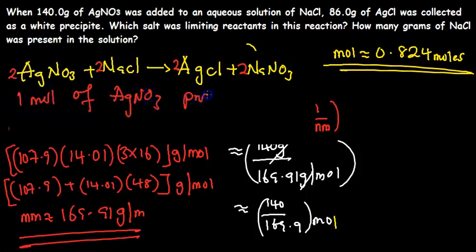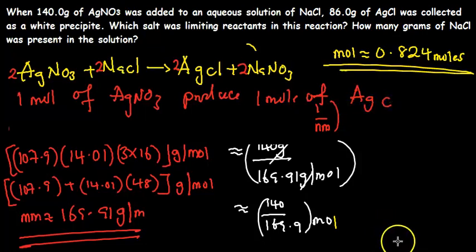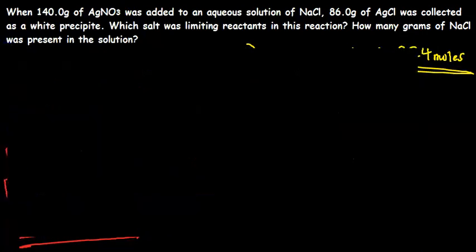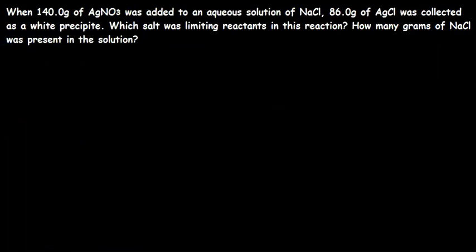Join us as we tackle a classical limiting reactant problem involving the reaction between silver nitrate and sodium chloride. We'll also walk through step by step as we calculate the theoretical yield of silver chloride from both reactants and identify the limiting reactant. Let's go back a little bit.